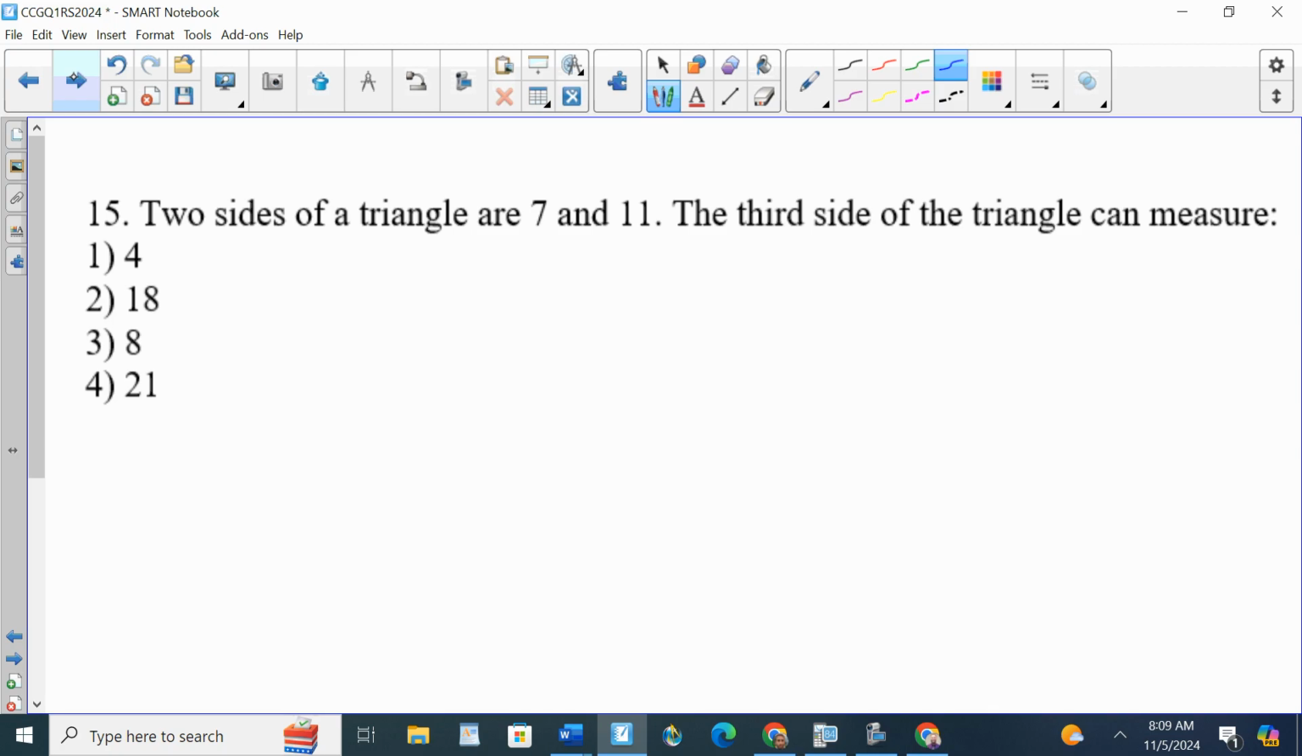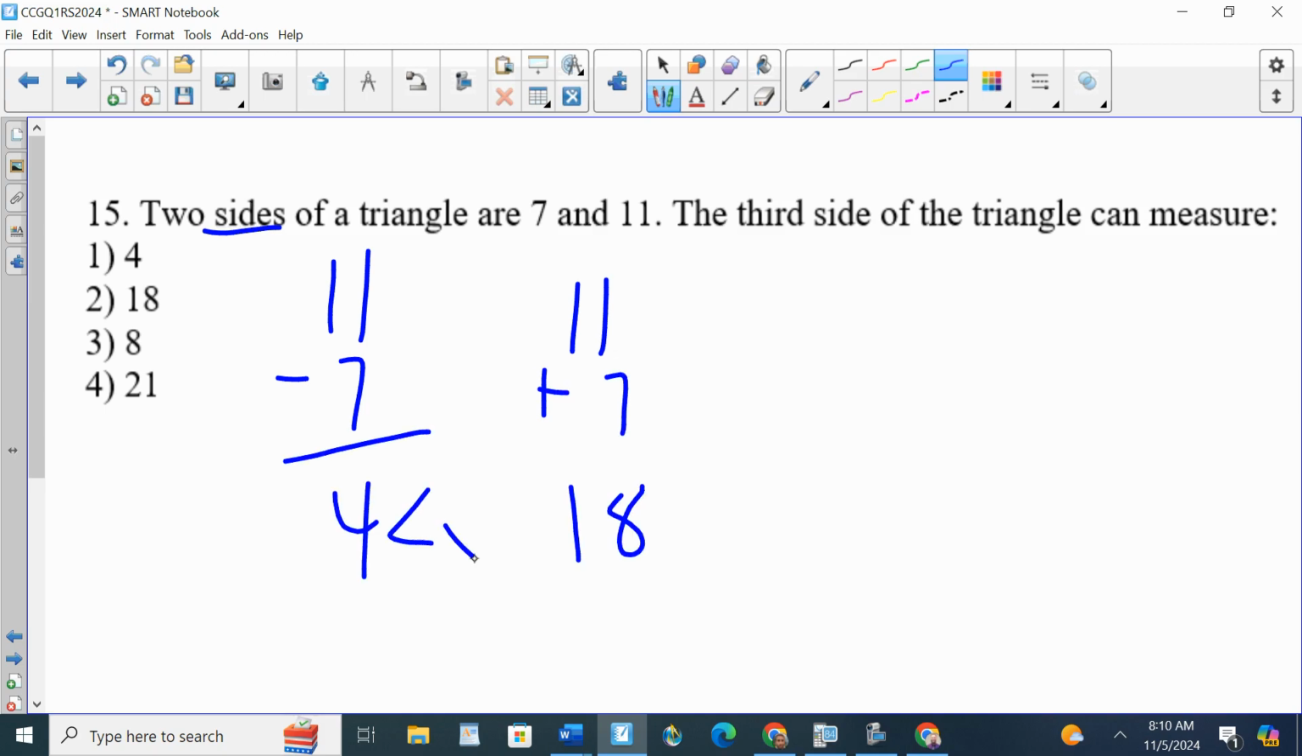Two sides of a triangle are 7 and 11. The third side can be. So, for sides of a triangle, the two smallest must add to be more than the third. And there's a kind of a shortcut for one where they give you two sides. We subtract the two sides. We add the two sides.